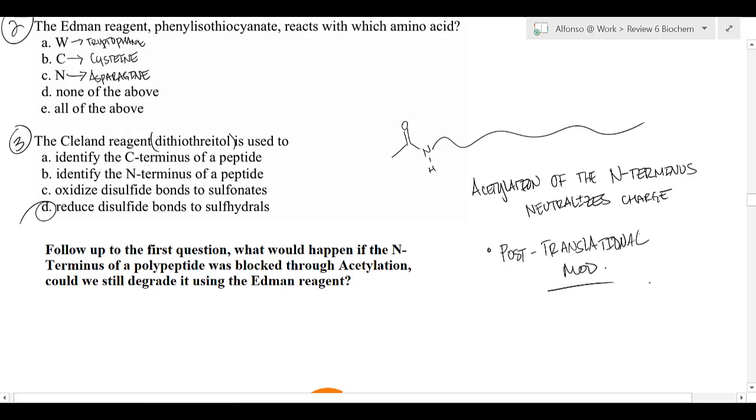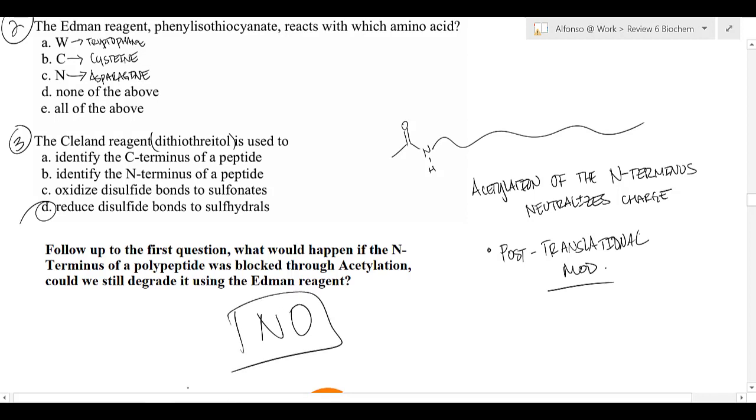All right. So if we were to acetylate the N-terminus, would we still be able to use the Edman reagent? Yes or no? The Edman reagent reacts with what? The N-terminus. And if we block the N-terminus, can we still use the Edman reagent? No. Good job. Are there any questions about that?